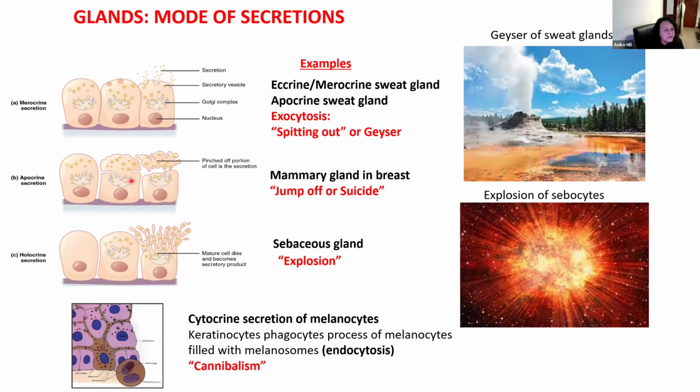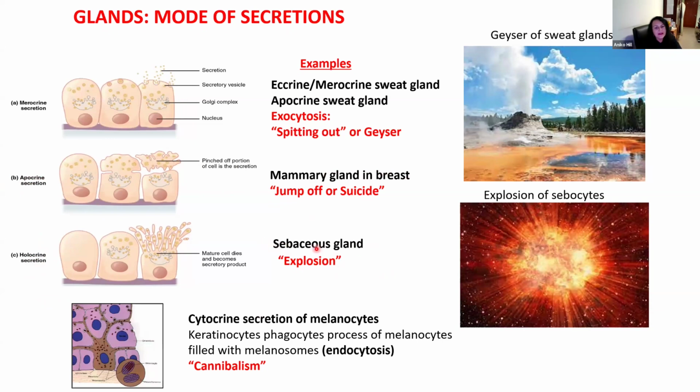The second option of secretion is the apocrine. It gives it away when you look at apo, which is the abbreviation of apex or the tip. Crine is always secretion. And what happens is that the top of the epithelial cell jumps off, or I call it suicide, like in mammary glands. The third kind is the holocrine secretion, when the entire epithelial cell of the gland explodes and becomes the secretion.